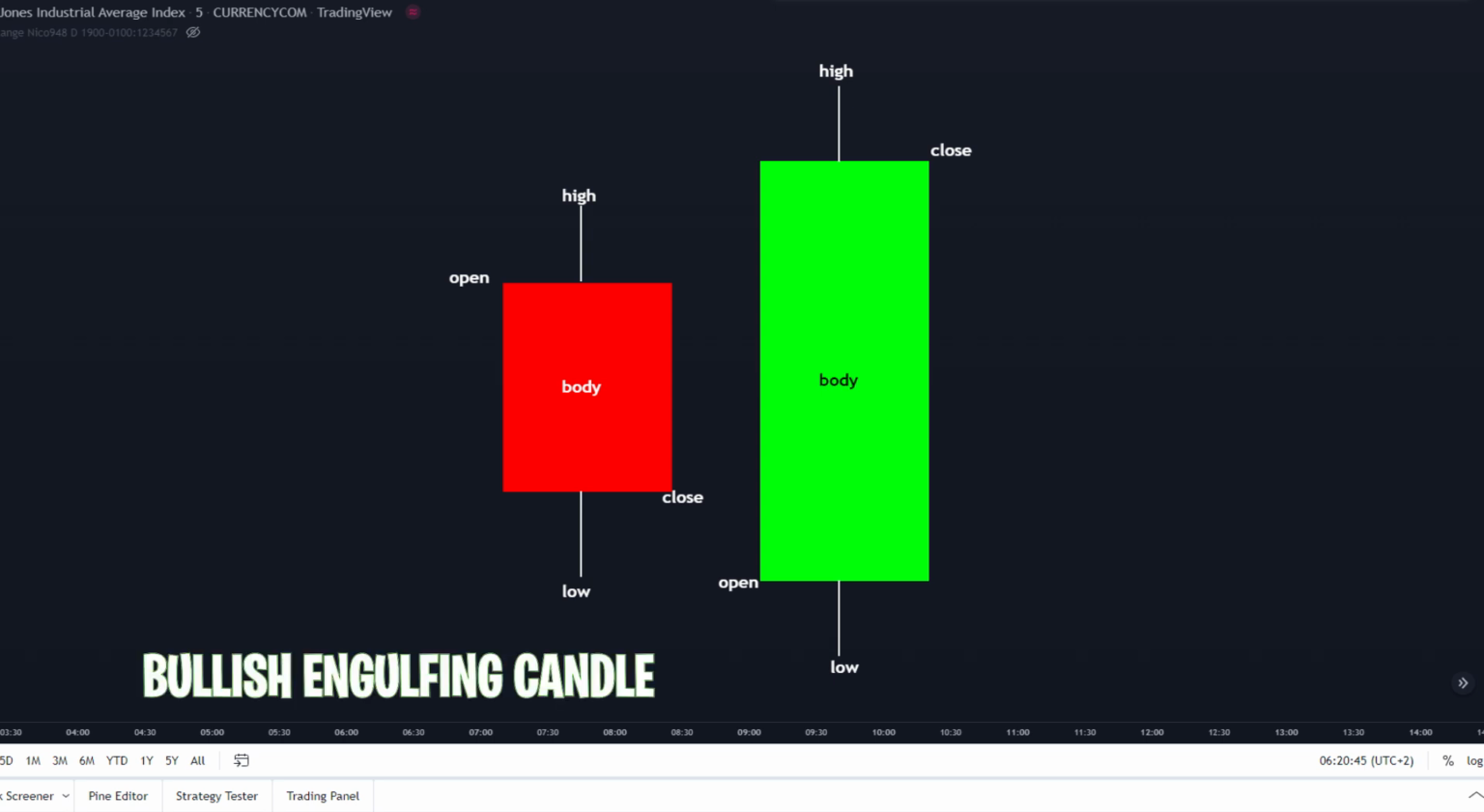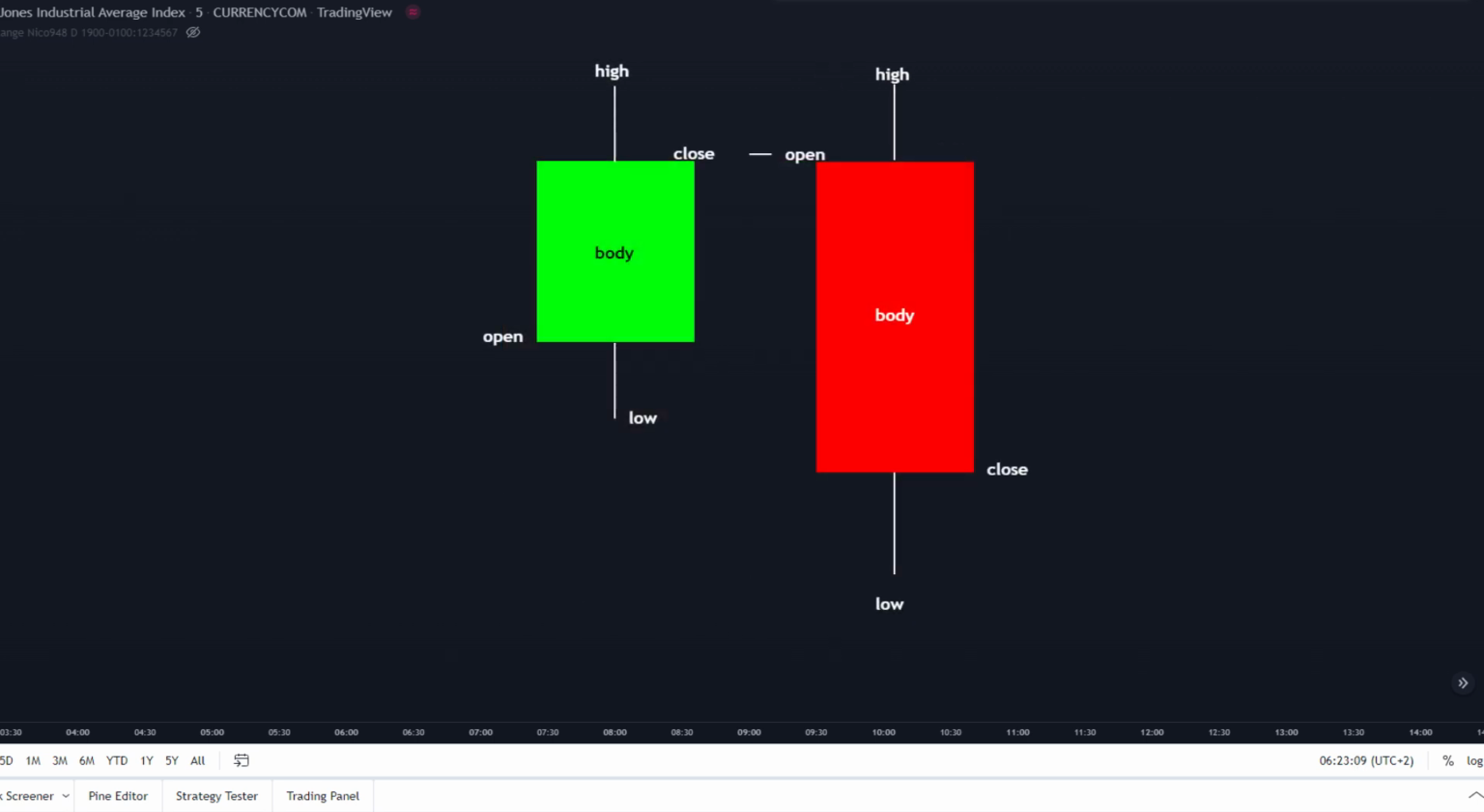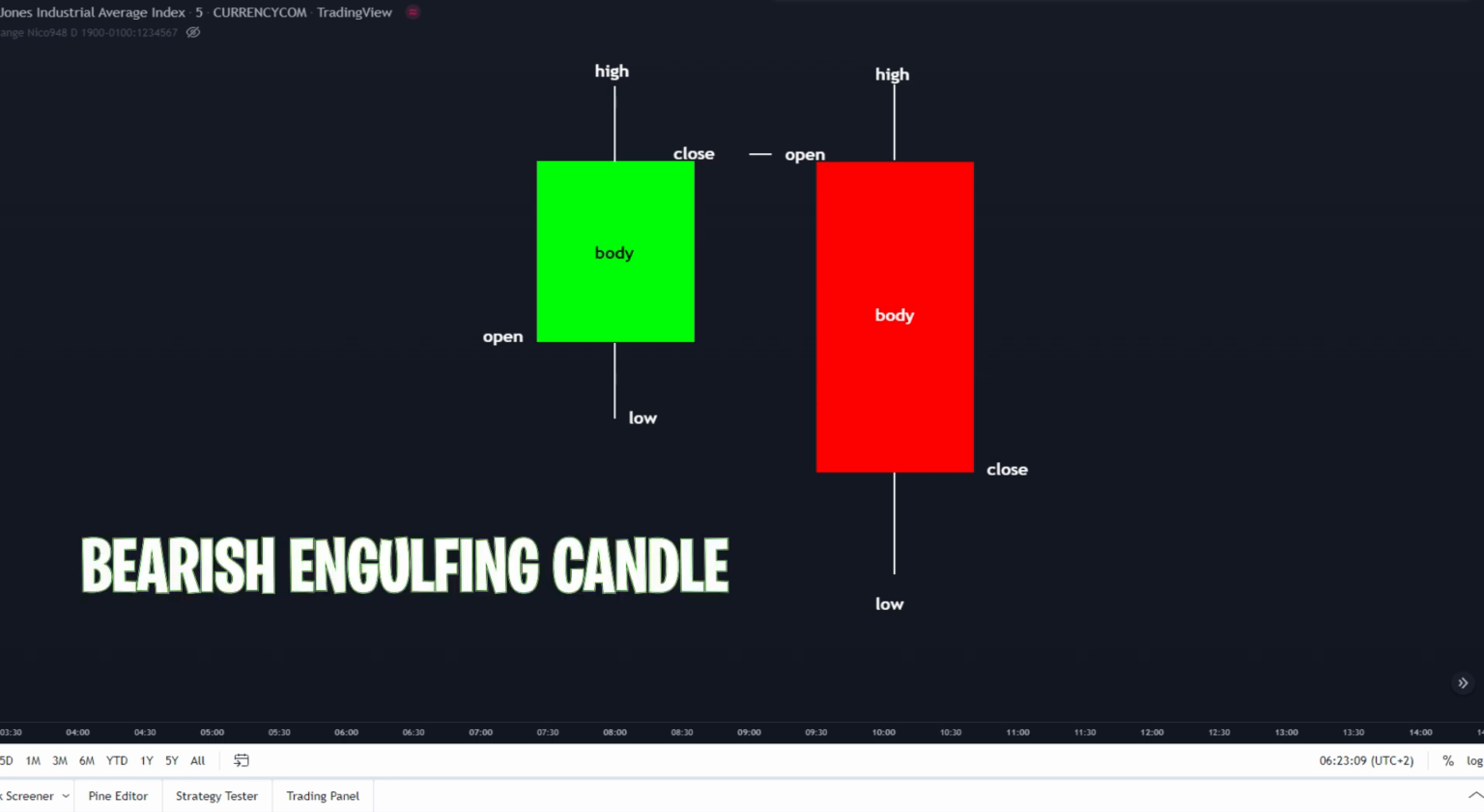From this example, we can see that the body of the first candlestick is smaller than the body of the second candle. So this is what we call a bullish engulfing candlestick pattern. For beginners, an easy way to understand this is that two candles with a different color and different body size will make what we call an engulfing candle. Here we can also see two candlesticks with different colors and different body sizes, and this is what we call a bearish engulfing candle, because the body of the bearish candle is bigger than the body of the bullish candle.